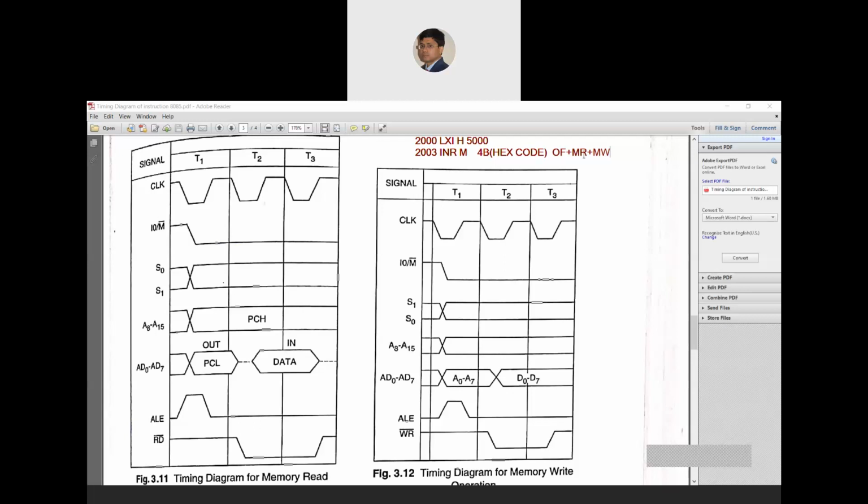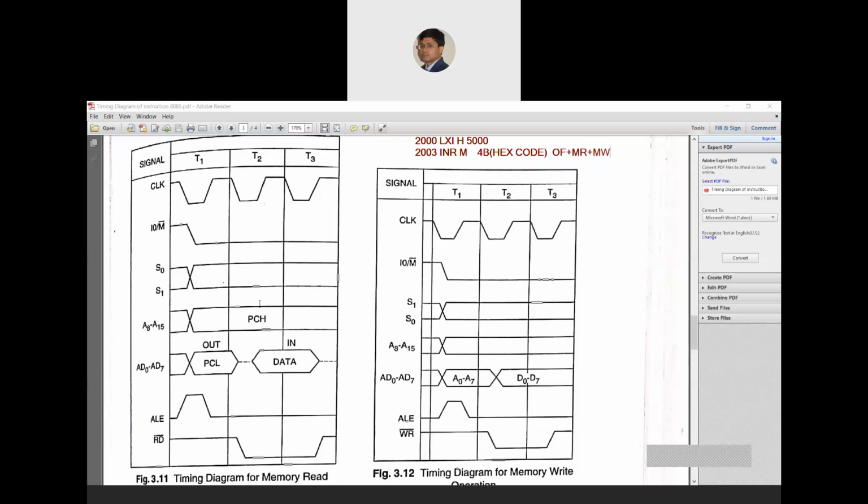After reading the data, what will this instruction do? It will add 01 to that data, incrementing the data by 01. So the data is modified. After this, the modified data has to be written at the same location, so the microprocessor will require another machine cycle, that is the memory write cycle. So in total this instruction requires 3 machine cycles: opcode fetch, memory read, and memory write. You understand opcode fetch, and what is happening in the memory read operation.